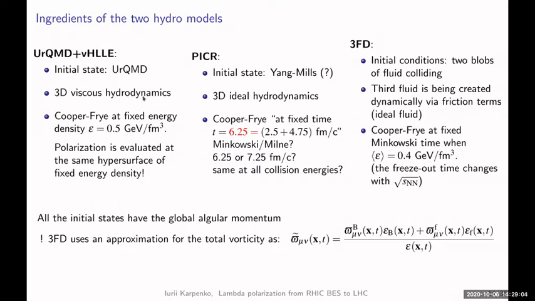The Cooper-Frye particlization is also done a bit differently in those models. The first model does particlization at fixed energy density. The second model does particlization at T equal either 6.25 or 7.25. I couldn't really figure this out from the publication. And the third model does particlization, in principle, also at fixed Cartesian time, which is linked to the mean energy density, equal to 0.4 GeV per fermi cubed. So as you can see, the ingredients of the models are a little bit different.